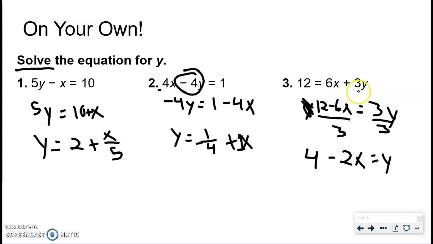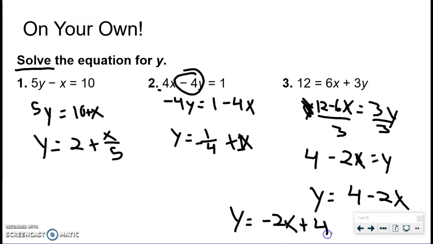And this last one, I moved over that 6x first, so 12 minus 6x, and I divide by 3. I can divide both these parts by 3 because 12 divided by 3 is 4, and 6x divided by 3, again, I just look at that coefficient. 6 divided by 3 is 2, so I have 2x, and that is what y equals. And you can always rewrite it as y equals 4 minus 2x, that would mean the same thing. Or maybe you have y equals negative 2x plus 4, that means the same thing. There's multiple ways to write equations that still are equivalent or the same.